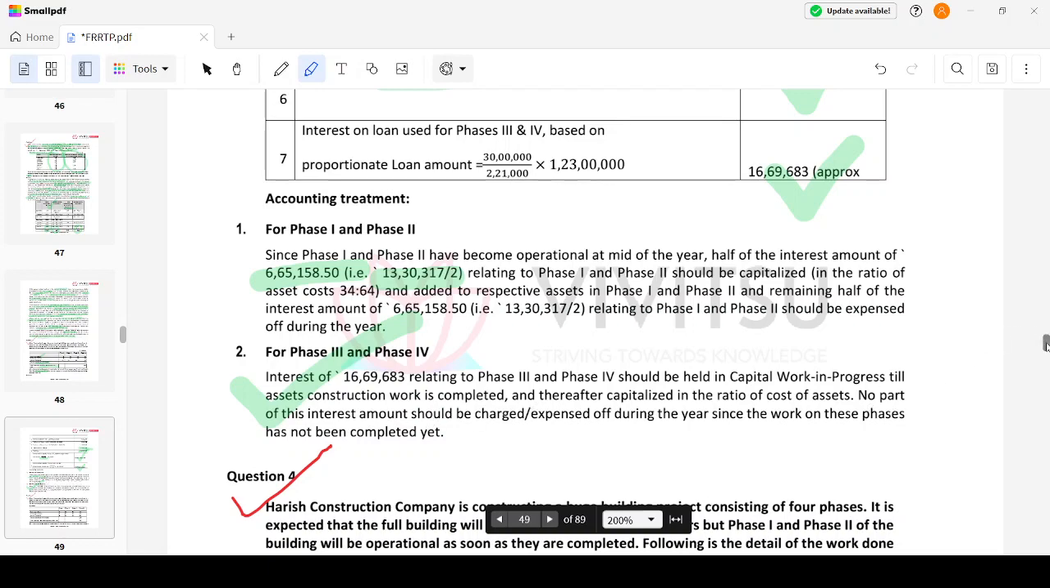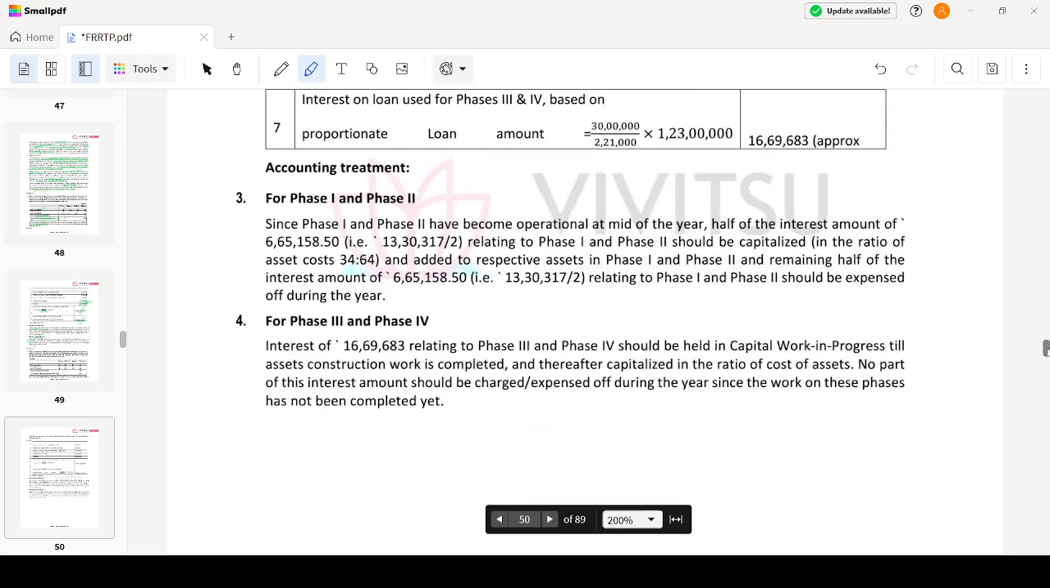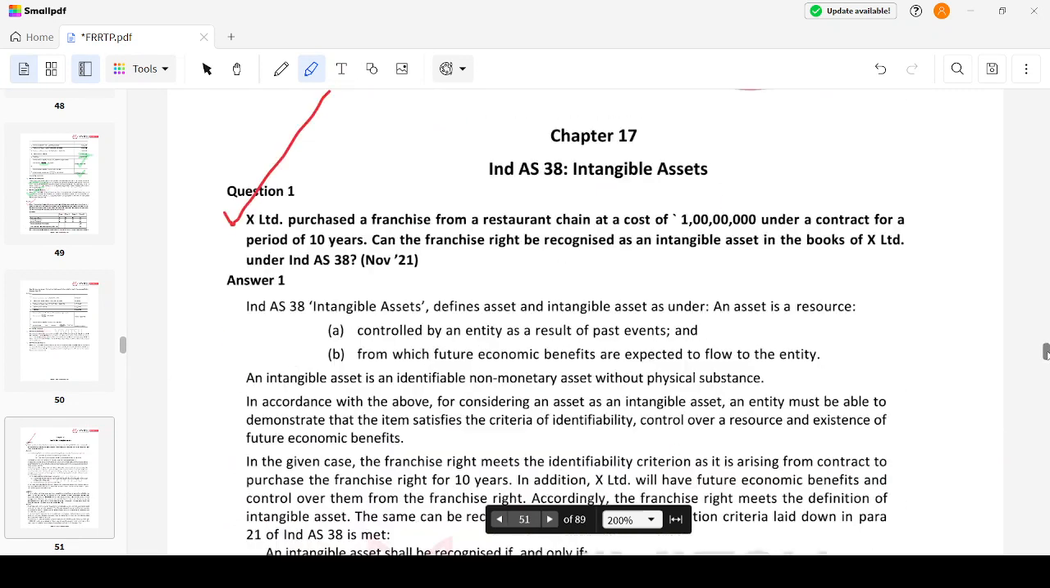Now, Hari's construction company, this is the same question. Okay, then in the intangible asset. X Limited purchased a franchisee from a restaurant chain at a cost of 1 crore under a contract for 10 years. Can a franchisee right be recognized as an intangible asset? Okay, what is the definition of intangible asset?